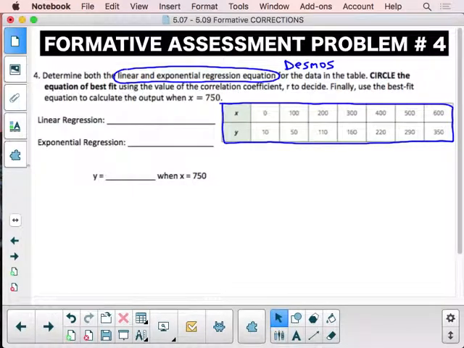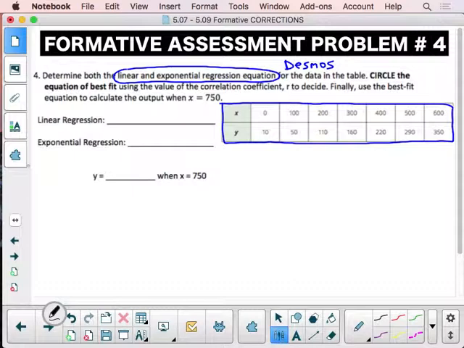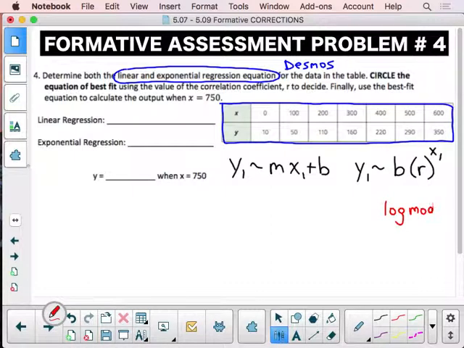Do not forget, please, the regression formula that you must type into Desmos for linear is y sub 1 squiggly line m x sub 1 plus b. For the exponential, it's y sub 1 squiggly line again b times r to a power of x1. And please, when you're doing the exponential, you do want to activate what's called log mode. So you'll see a little box and that allows you to then check and activate that log mode.